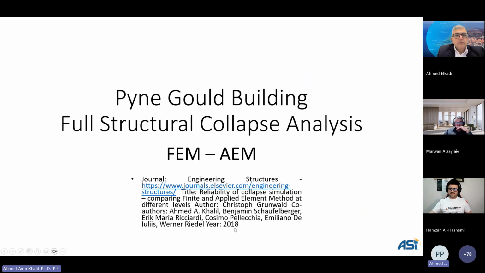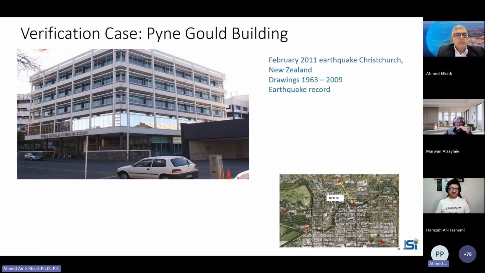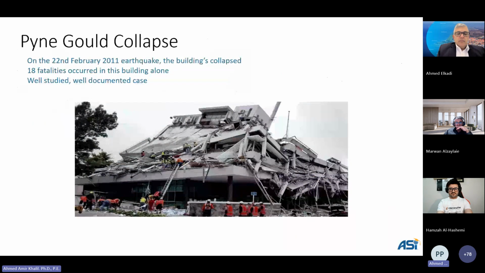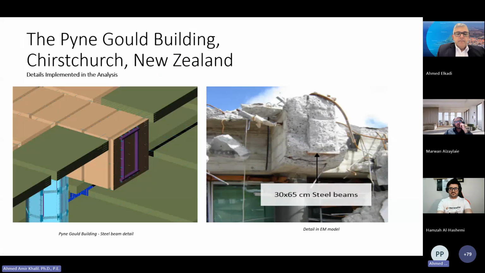So I'll just go to a quick example to show the value of that. This is a study of the Pine Gold building that we did with the European Commission in a joint research project with Fraunhofer Institute. They were using the finite element method to model this collapse, and we were using the applied element method. But to do it properly, you need to include all the details.